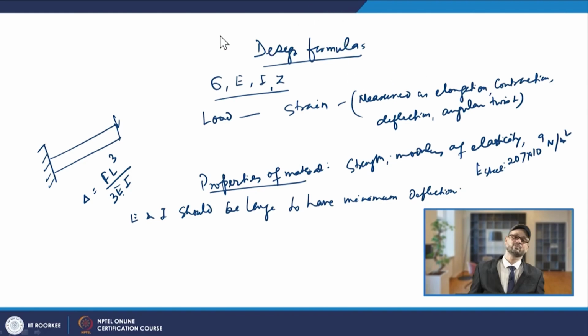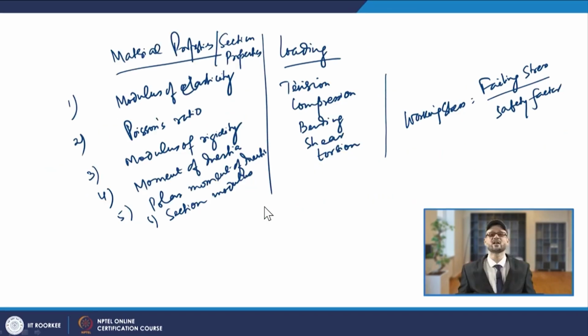Okay, so what kind of stresses we can find, we have stress, E, modulus of rigidity, these are all parameters which you have to consider. Some of the metal properties are modulus of elasticity, Poisson's ratio, modulus of rigidity, moment of inertia, polar moment of inertia, and section modulus. All of these are the metal properties important for static load conditions. So loading can be tension loading, compression loading, bending, shearing, and torsion.